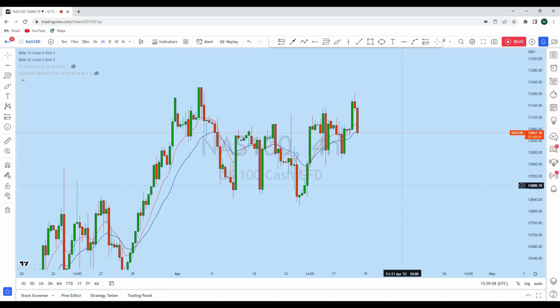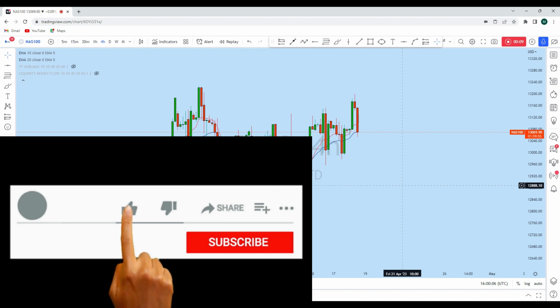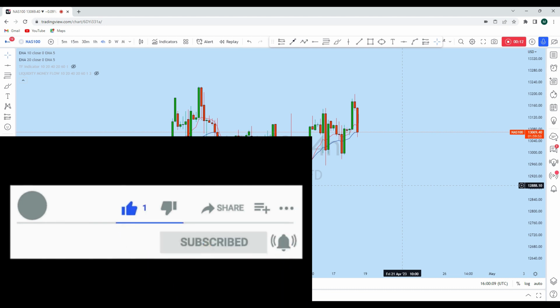Hello trader, I'm going to do a complete multi-time frame analysis on Nasdaq. Let's see what kind of trading opportunity we currently have in this instrument. Now we can see from the lower time frame perspective, Nasdaq is showing a significant trading opportunity.